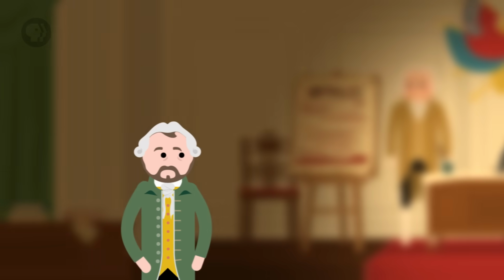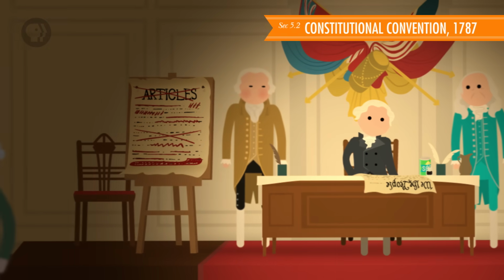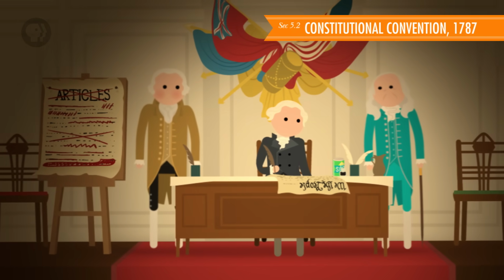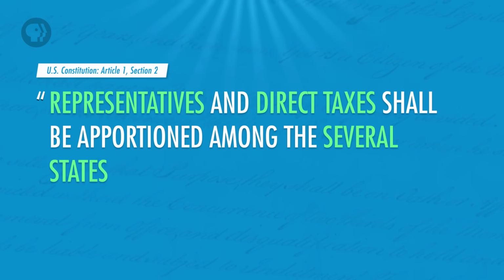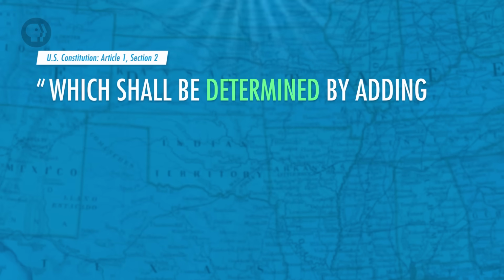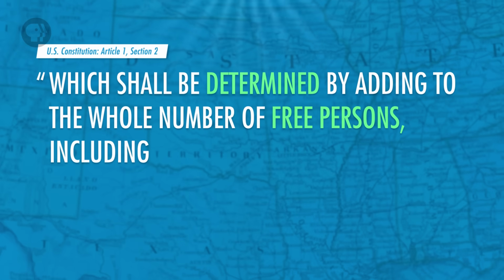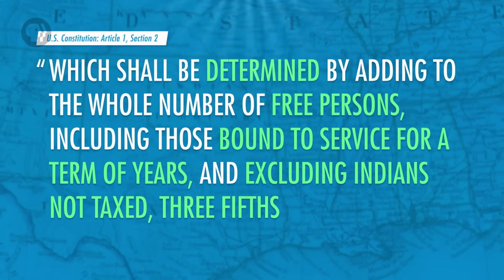The delegates at the Constitutional Convention solved this problem with another compromise that was decidedly less great. Article 1, Section 2 of the Constitution includes the following clause: representatives and direct taxes shall be apportioned among the several states which may be included within this union, according to the respective numbers, which shall be determined by adding to the whole number of free persons, including those bound to a service for a term of years, and excluding Indians not taxed, 3/5 of all other persons.